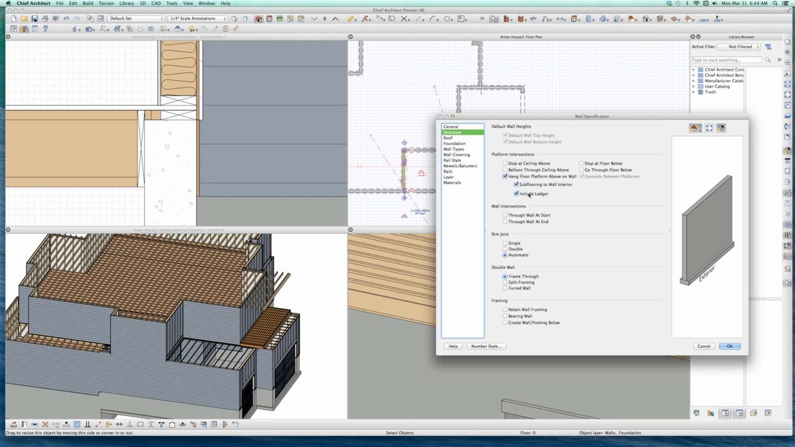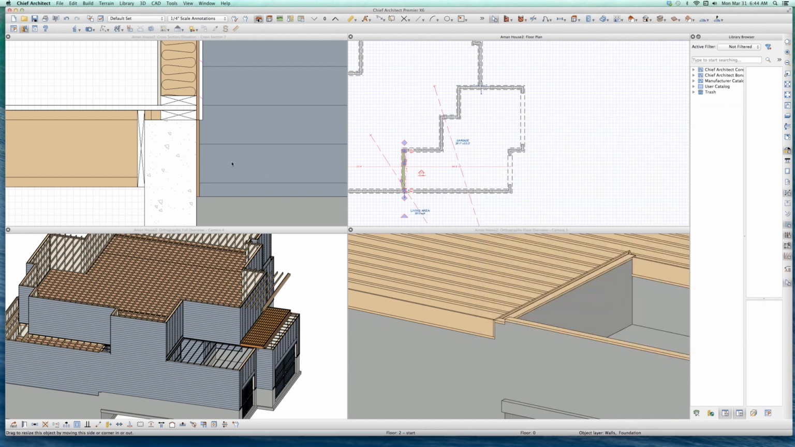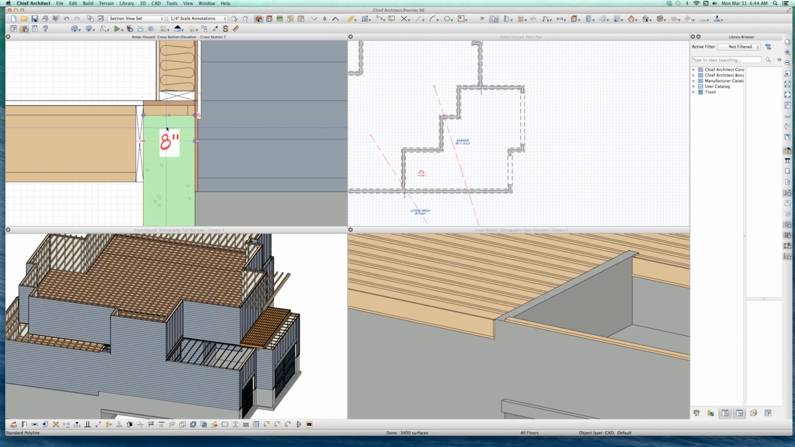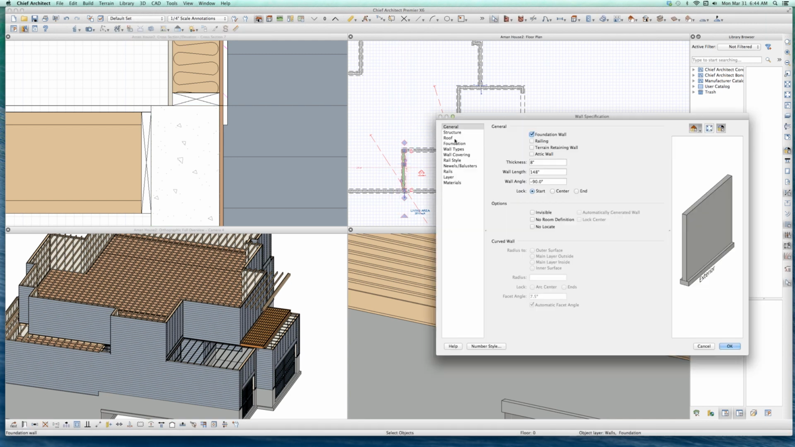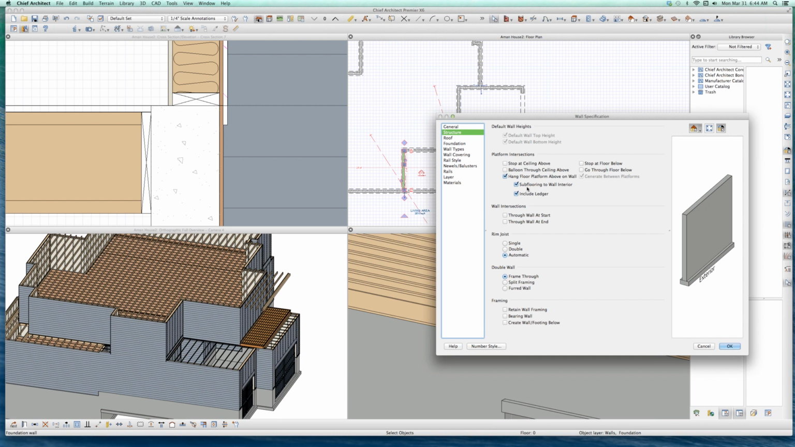So, subfloor to wall interior, include ledger. Subfloor to wall interior. Let's see what happens. I think it happened. So I'm going to delete this. Auto, there it is. That's exactly what I expected to happen right there. Remember how I defined this wall, UU? Structure, subflooring, which is your plywood, to the wall interior. And it is to the wall interior. And I have my ledger right there. That's exactly what I expected.